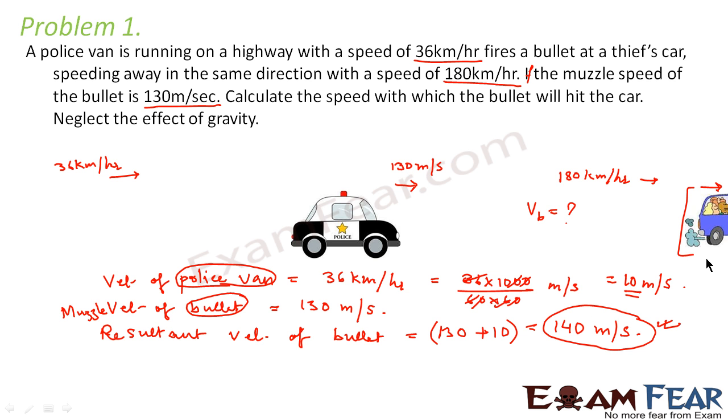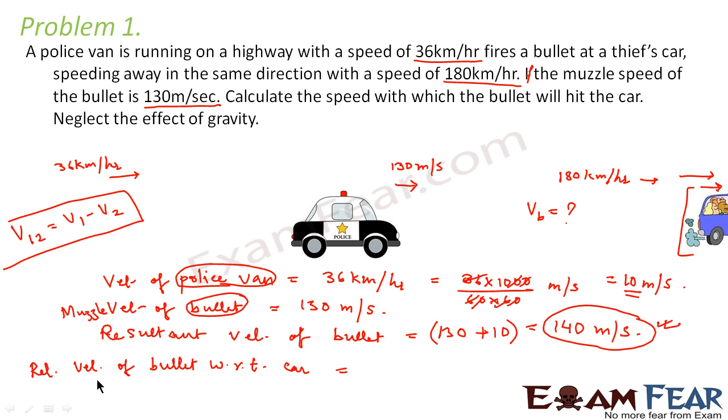Now when it is hitting this car, which is already in motion, then the relative velocity of bullet with respect to the thief car will be equal to, since both are moving in the same direction, we already studied. Just recall, velocity of 1 with respect to 2 is equal to velocity of 1 minus velocity of 2. This is what we have already studied. So velocity of bullet with respect to car will be resultant velocity of bullet minus velocity of car. Now what is the velocity of bullet? That is this resultant velocity. So this will be 140 minus velocity of the car.